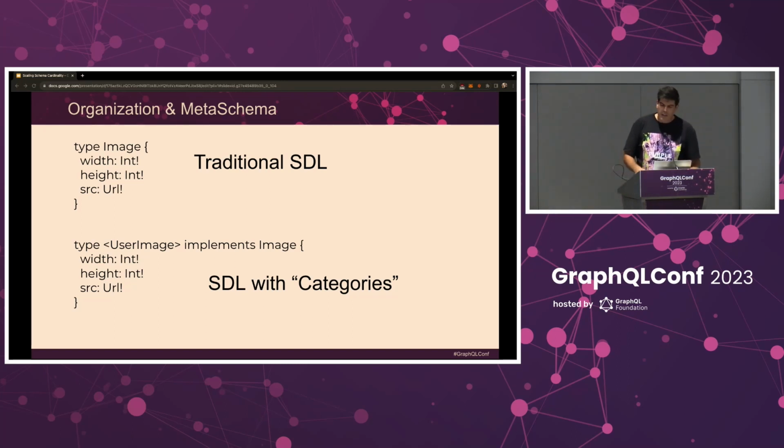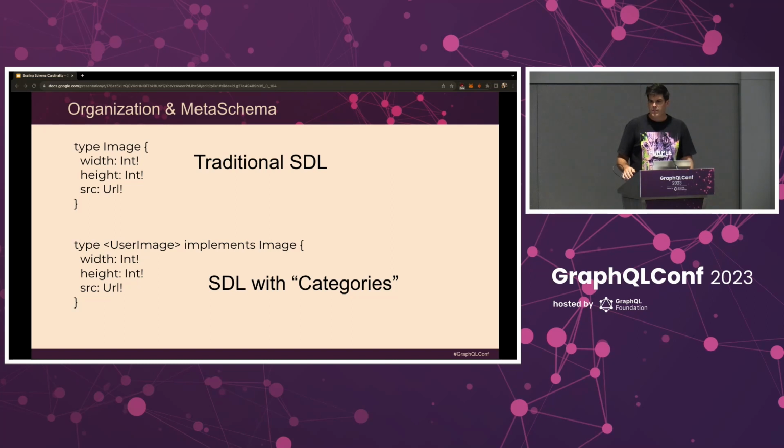So you can see that the user image type here is wrapped in these angle brackets. So what does that mean? It means that it's actually a different type of type than what we would typically have in the SDL. And so what I've been using is the term category. Kind of like a generic type in your programming language, you can say that I have these categories of types, and I may have types created at runtime that reside within the category.